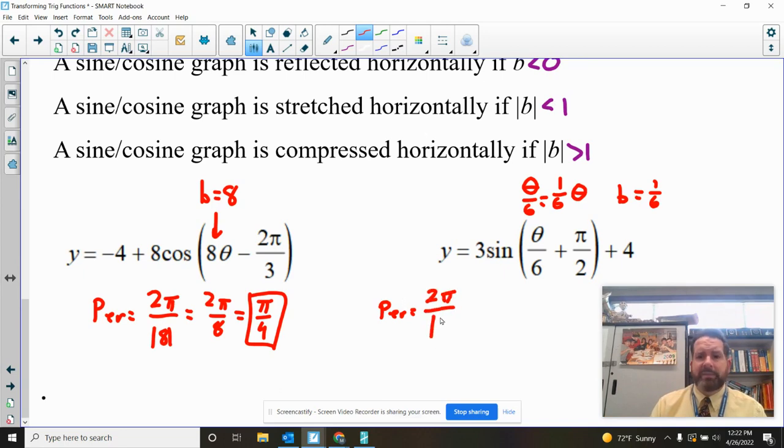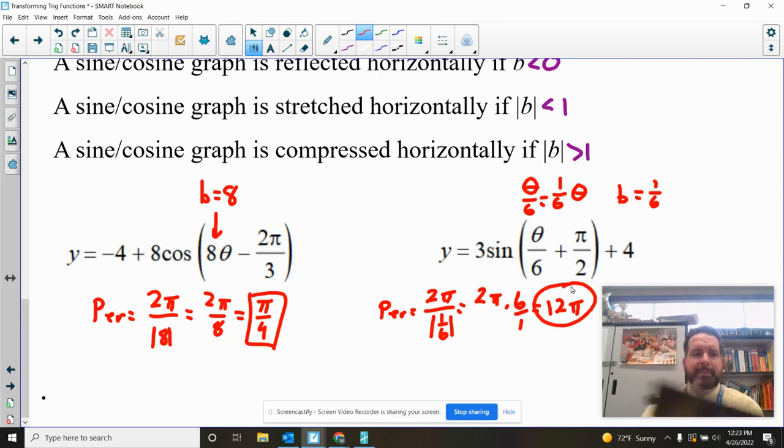So 2 pi divided by the absolute value of 1/6. I do need you to know that dividing by 1/6 is the same thing as multiplying by the reciprocal, 6 over 1. And this just gives us 12 pi. So this cycle takes 6 times longer to go all the way through one complete period than did the original sine function. And it's because of that 1/6.